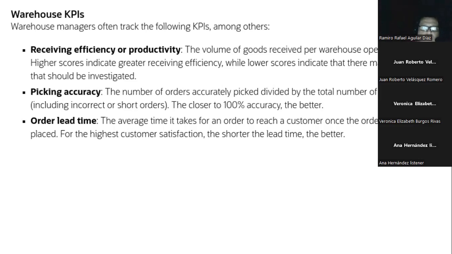Picking accuracy. The number of orders accurately picked divided by the total number of orders picked, including incorrect or short orders. The closer to 100% accuracy, the better.